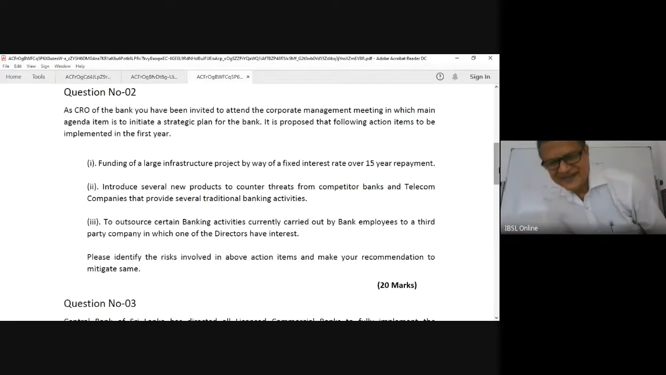So you have identified the risk. You need to mention the type of risk you identified. Credit risk. If you go a little further and say it's a term risk, I would give maximum points. Then also, the first one carried a 15-year term with a fixed interest rate, and fixed interest rate always has the risk of interest rate risk.